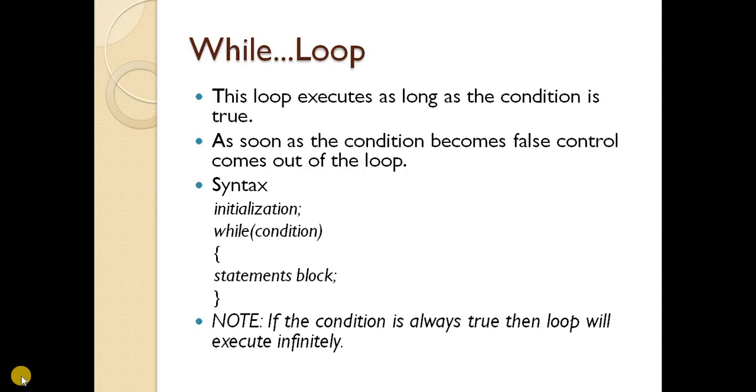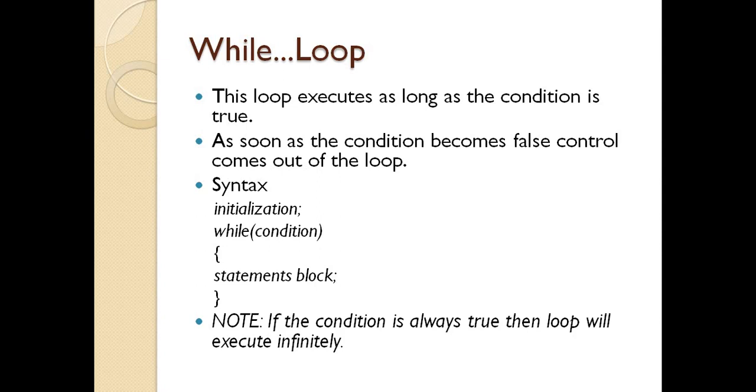The next type of loop is the while loop. This is similar to the for loop. What happens in a while loop is that the loop executes as long as the condition is true, and as soon as the condition is false, it comes out of the loop. So here also the same thing happens. If the condition is true, the statements will be executed. If the condition is false, the statements will not be executed and it will come out of the loop.